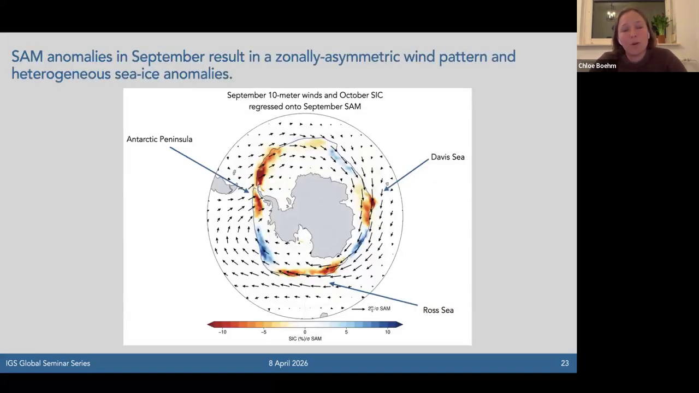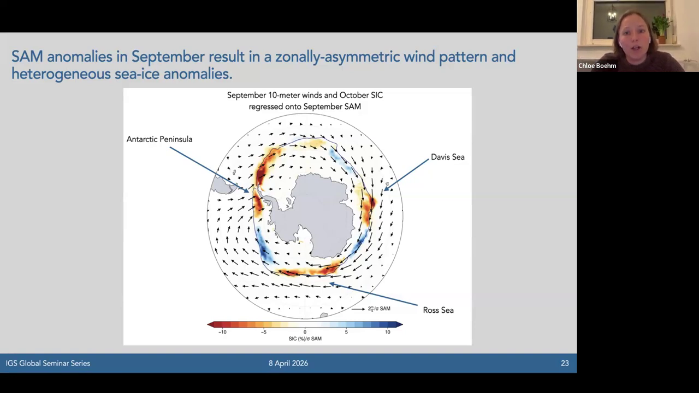As I mentioned, some of the previous work looking at the relationship between the SAM and sea ice had focused on the summer season. So we first wanted to look at what the relationship looks like during the sea ice maximum season, during the winter. What I'm showing here is the regression of September 10-meter winds in the vectors and October sea ice concentration in the shading onto the September SAM. With the wind vectors to start, we see that they're dominated by a zonally symmetric pattern of enhanced westerlies given a positive September SAM, which is what we would expect.